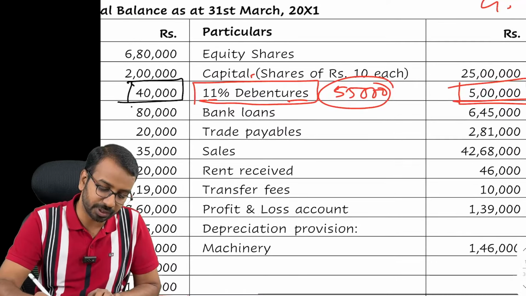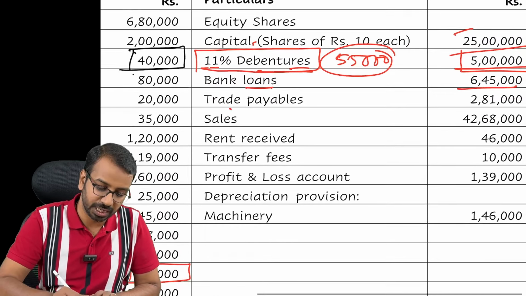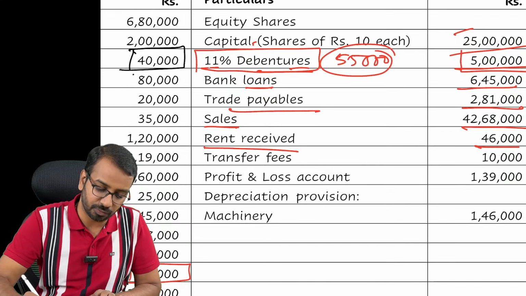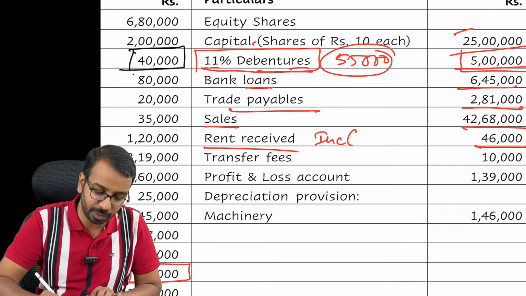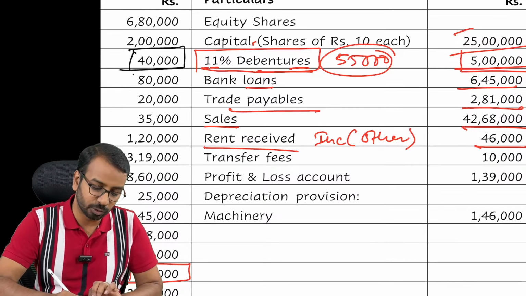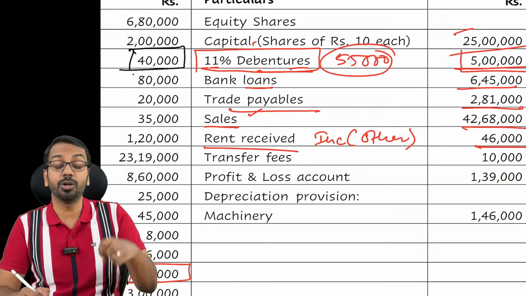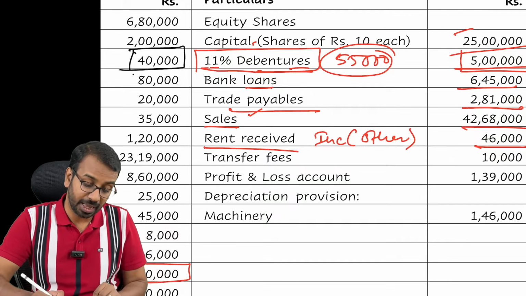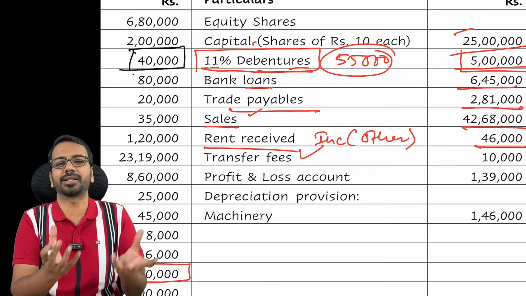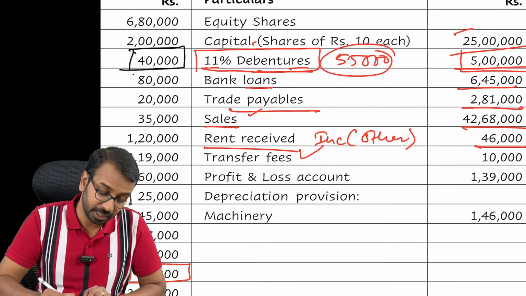Then you have equity share capital of 10 each. You have debenture, bank loans 6,45,000, trade payables 281, sales 4268, rent received 46,000. This is our income. We will show it as other income. See, primarily it looks like sale of goods to be our operating revenue. So rent income and any other income items, let's say transfer fees. They have collected some amount towards transfer fees. That also is other income.